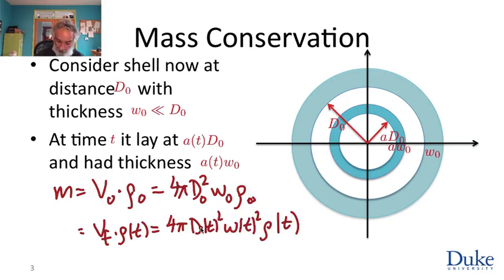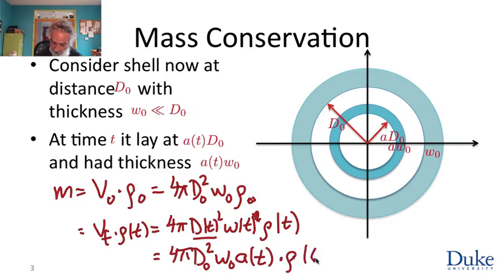And I know an expression for d of t. d of t is a of t times d0, and w of t is a of t times w0. So plugging that in, I find that this is 4 pi, d of t gives me a d0 squared, w of t gives a w0, and with two powers of d, a total of 3 powers of a of t times rho of t.